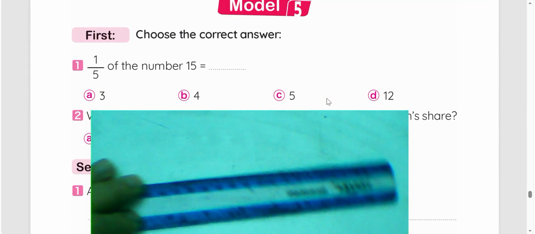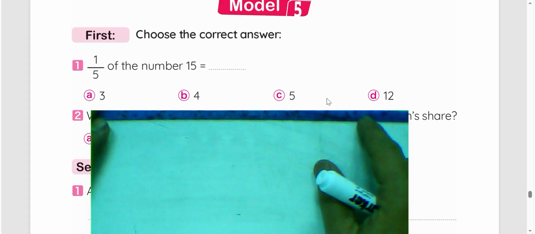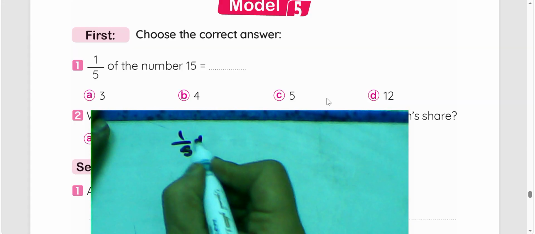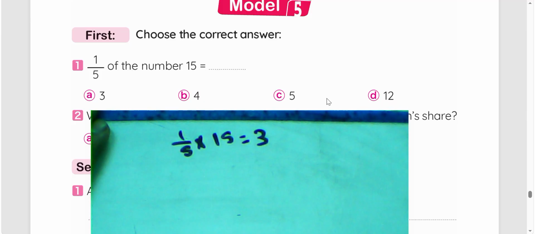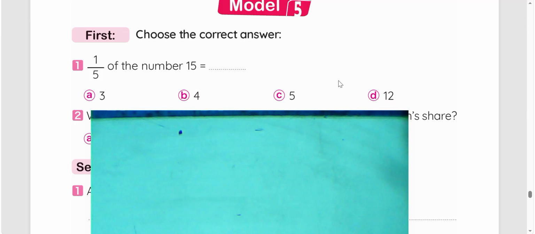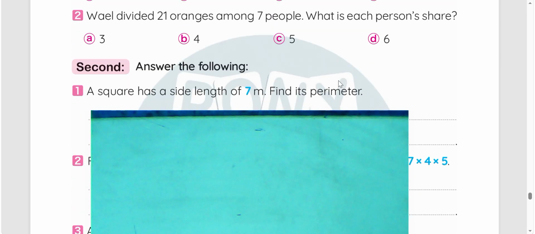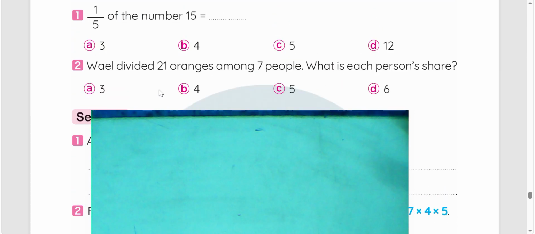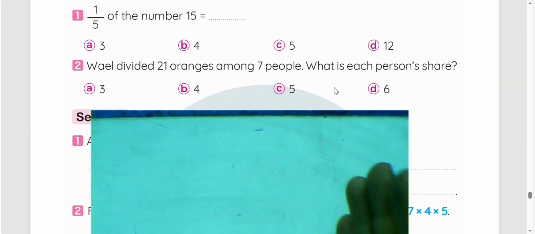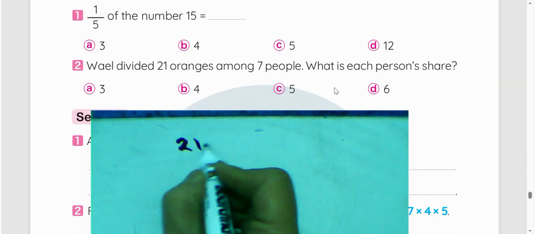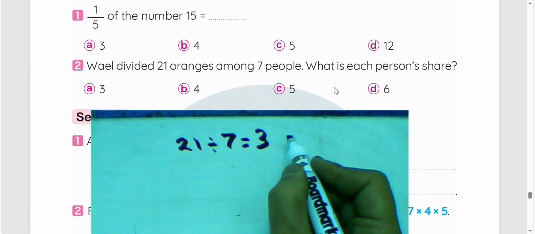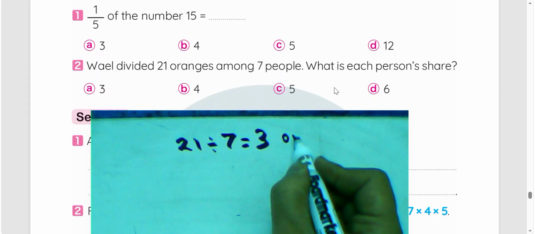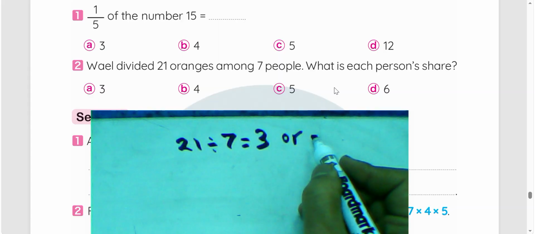1 over 5 of the number 15 equals fifths of 15, meaning 15 divided by 5 equals 3. The result will be 3. Choose letter E. Next question. Divide 21 oranges among 7 people. What is each person's share? We can write 21 divided by 7. The result will be 3, 3 oranges. We have oranges, okay? 21 oranges.